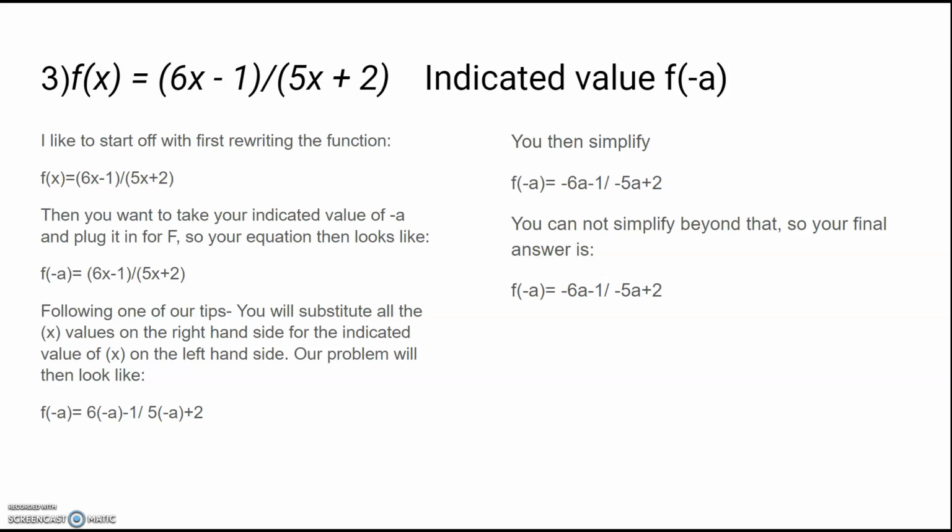Our problem then looks like f of negative a equals (6 times negative a minus 1) over (5 times negative a plus 2). You then simplify, which gives us f of negative a equals (negative 6a minus 1) over (negative 5a plus 2). You cannot simplify beyond that, so your final answer is f of negative a equals (negative 6a minus 1) over (negative 5a plus 2).